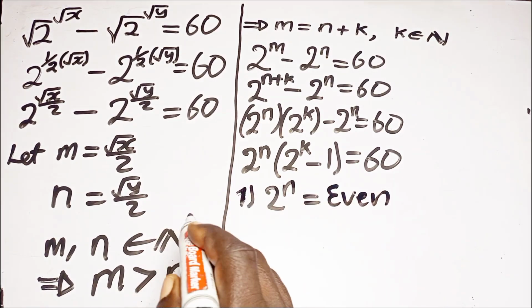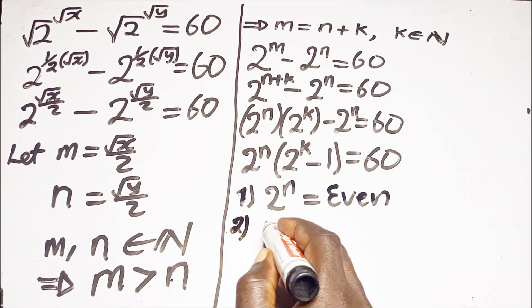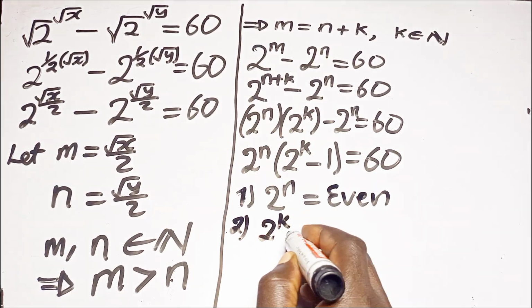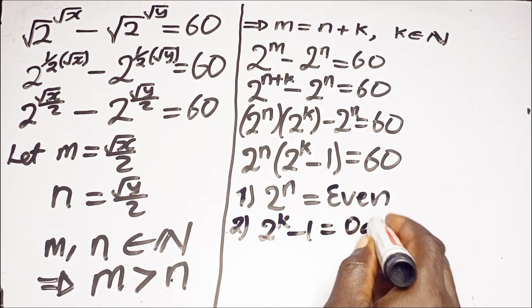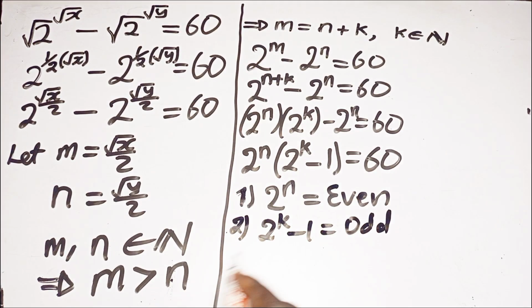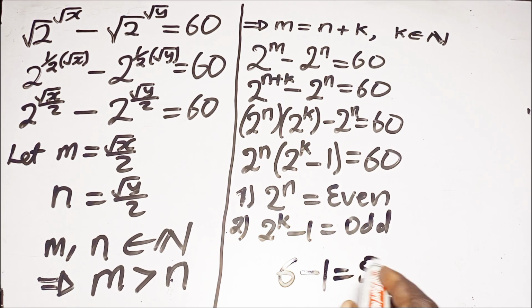2 raised to any power will always be even. And then number 2, 2 to the k minus 1 will always be an odd number. An even number minus 1 will always give us an odd number. For example, the number 6 is even. 6 minus 1 will become 5, which is odd.